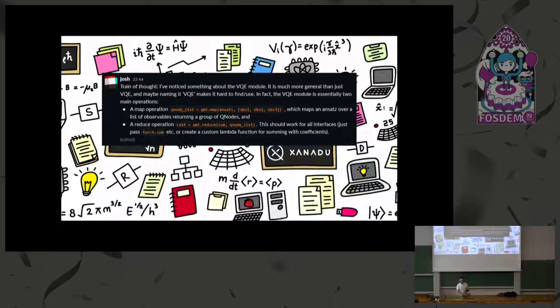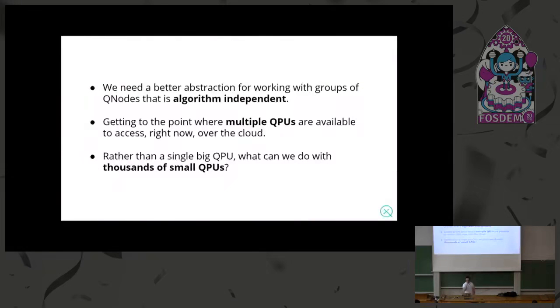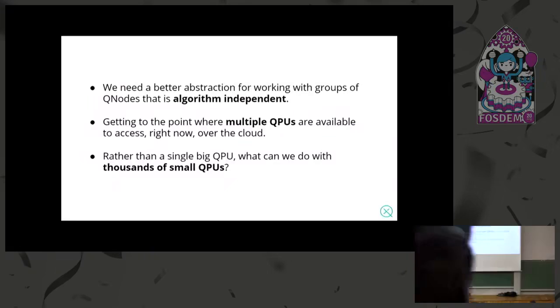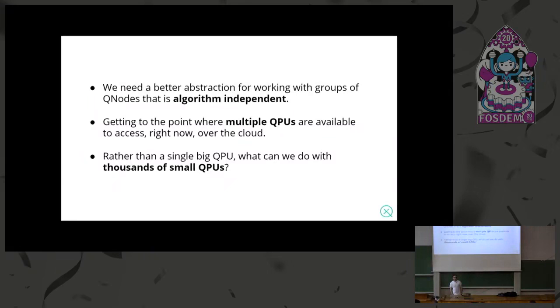And this is something that happened when we were thinking about VQE. Essentially, the VQE module was two things. It was a mapping operation: we were taking a quantum circuit and mapping it across different return values, different expectation values we wanted to measure, and then a reduction operation. Once we evaluated all these different quantum nodes, we wanted to just take the dot product between these quantum nodes and coefficients that defined the problem we were solving. So we wanted a better abstraction for working with groups of QNodes that was algorithm independent.